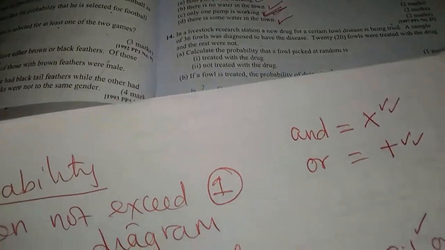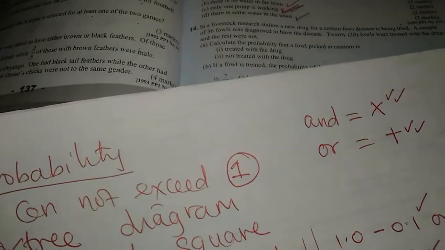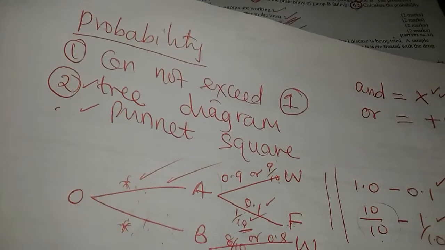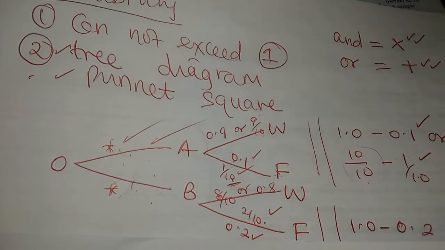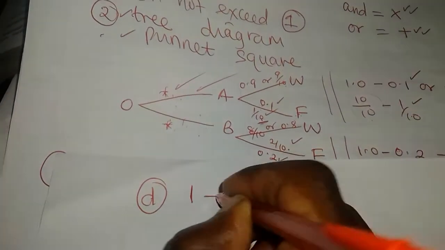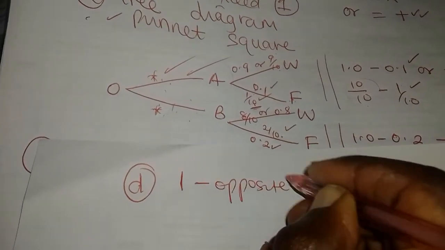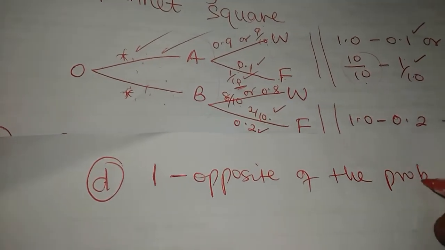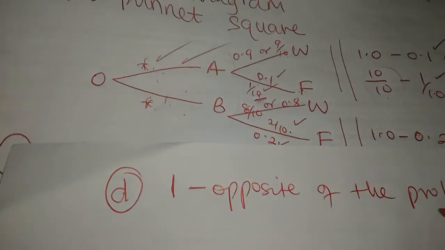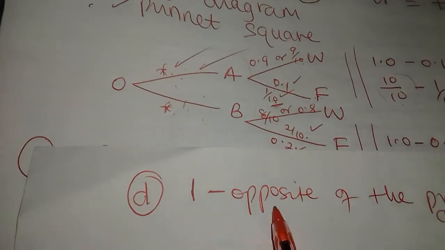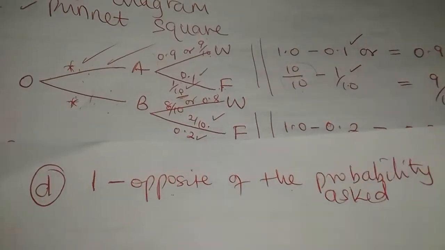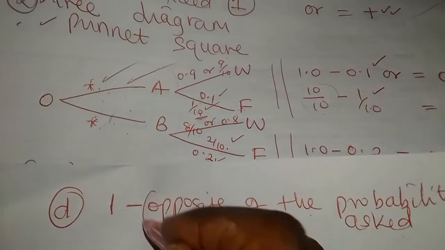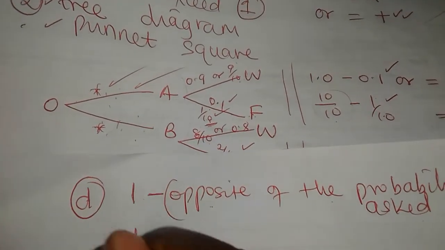There is some water in the town. That is part D. So if there's some water in the town, this is what I'm supposed to give you: a shortcut of getting the right answer straight away. You'll say 1 minus the opposite of the probability asked. That's the easiest way you can actually do it. 1 minus the opposite of the probability asked. Good. So that means 1 minus.